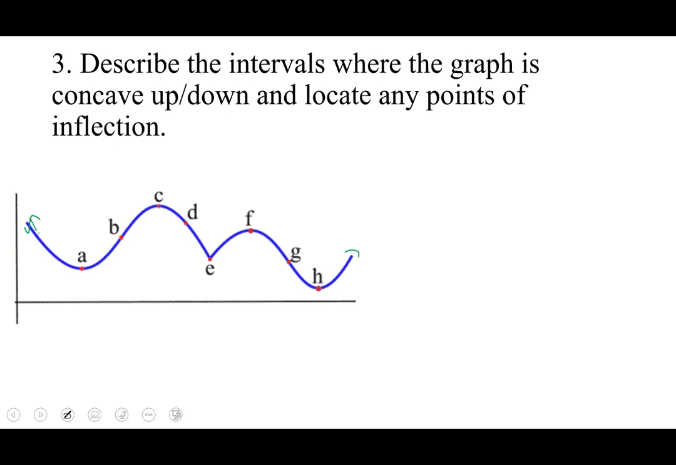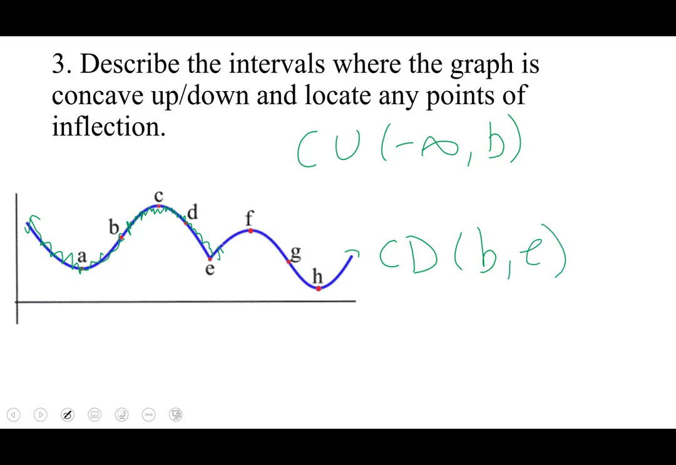So to me, it looks like the graph starts being concave up all the way until I get to B. So I'm going to say that the graph is concave up from negative infinity until I get to B. Then it appears that instead of the water being held, now the water is being dumped out, and it keeps being dumped out all the way until I get to E. So I would say that the graph is concave down from B to E.